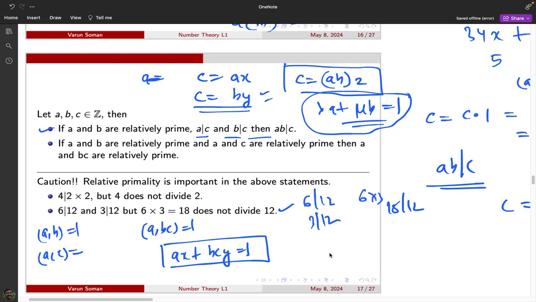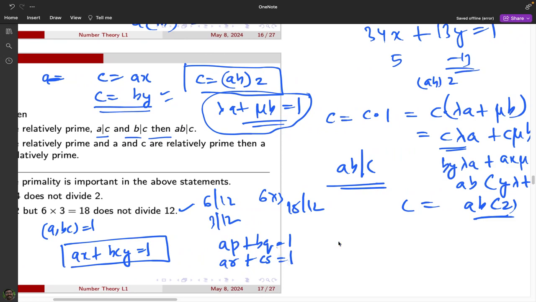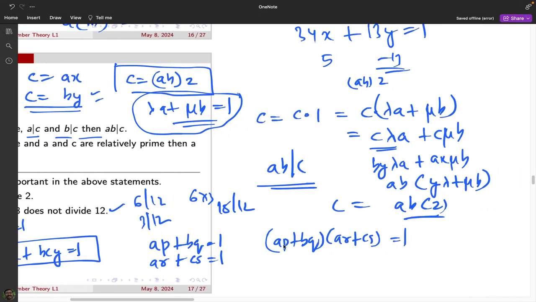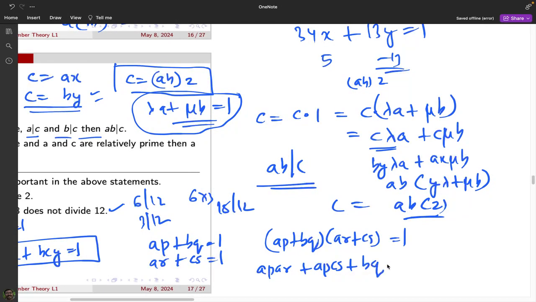Okay. Now GCD of A comma B is equal to 1 means you can write some AP plus BQ is equal to 1, right? GCD of A comma C is equal to 1 means I can write some AR plus CS is equal to 1. Now we multiply both of them together, both LHS and RHS. So it will be AP plus BQ into AR plus CS, which is equal to 1. When you multiply it, what will you get? It will be APAR plus APCS plus BQAR plus BQCS.